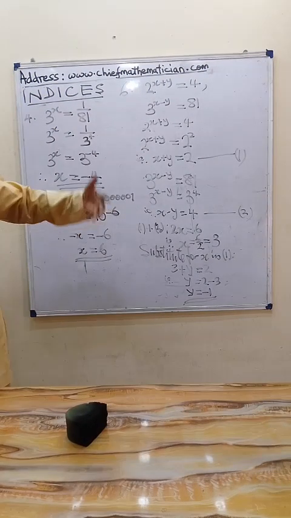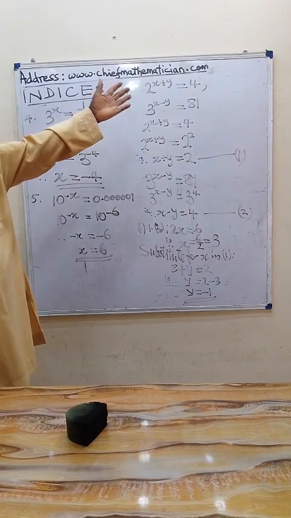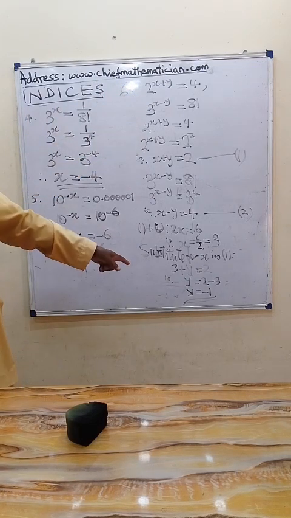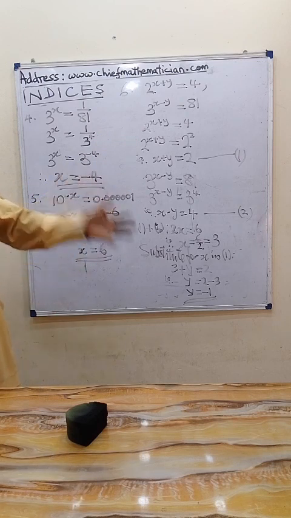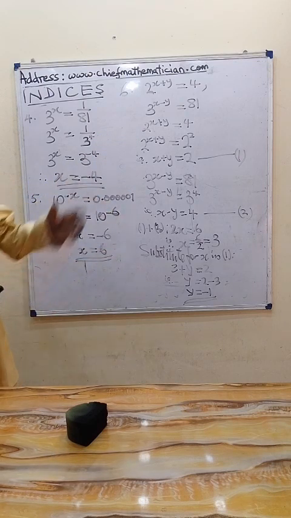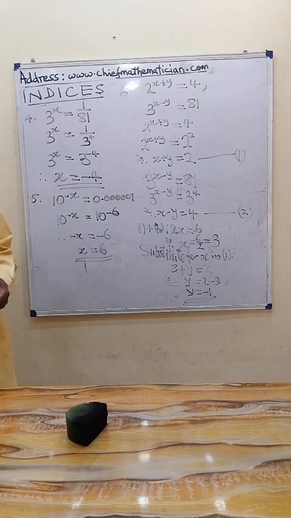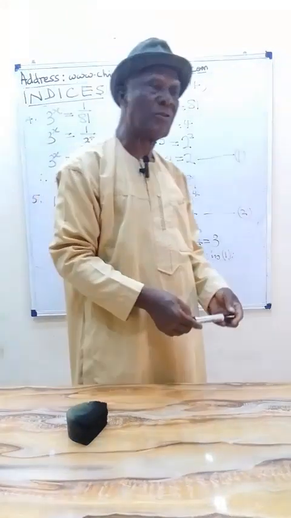Again, you can check by going back to the equations, replacing x by 3, y by minus 1, to see whether you are going to get the same thing on both sides of the equation. And this is where we are concluding our work on indices and simple exponential equations.